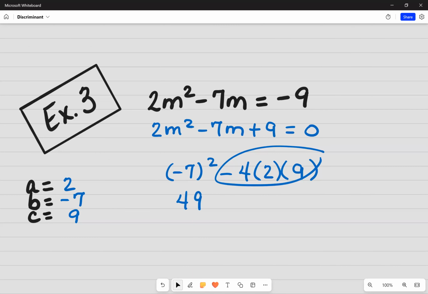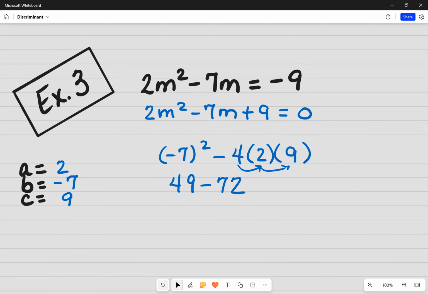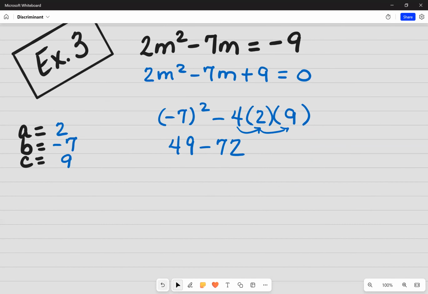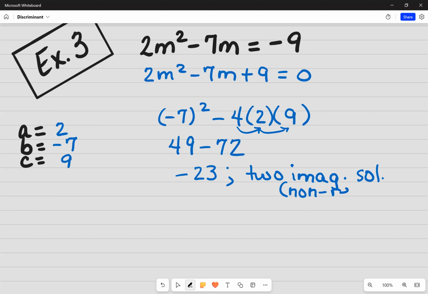Over here, when I multiply all of those together, I see I have a negative. So -4 times 2 is -8. -8 times 9 is -72. Well, I can clearly see that the negative sign goes with a bigger number, so I know I'm going to end up with a negative answer. So 49 minus 72 is -23. My rule says that if I have a negative number or a number that's less than 0, I am going to have 2 imaginary solutions. And another word for imaginary that you will see is non-real, because it's not real.